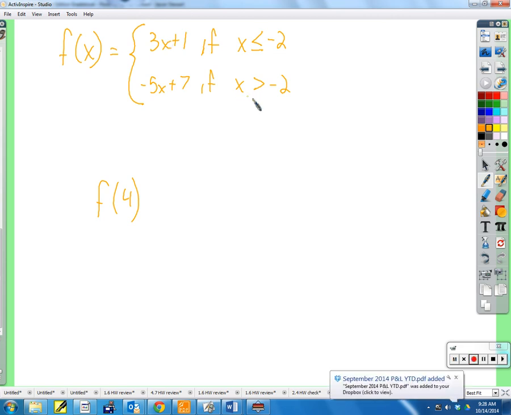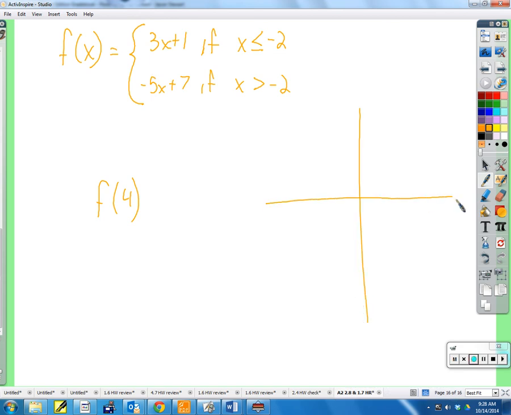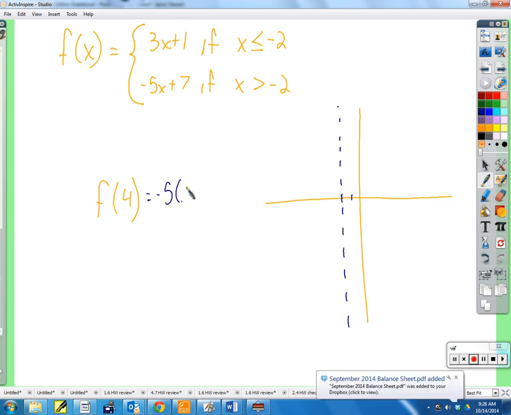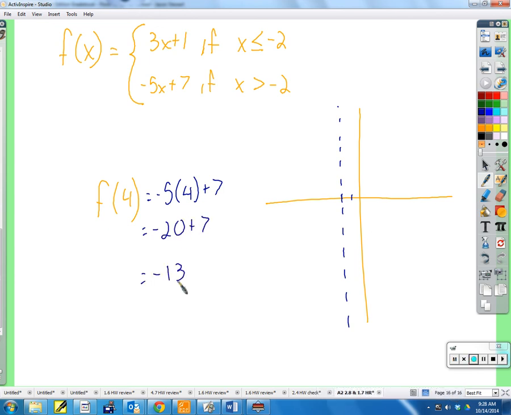For these x's, use this function. For these x's, use this other function. If you look at the graph of it, at x is negative 2, it cuts up the x's. These x's will use one function, these x's will use another function. If we want to know what f of 4 is, we just go here and use this one. f of 4 is negative 5 times 4 plus 7, which is negative 20 plus 7, negative 13. So f of 4 is negative 13.